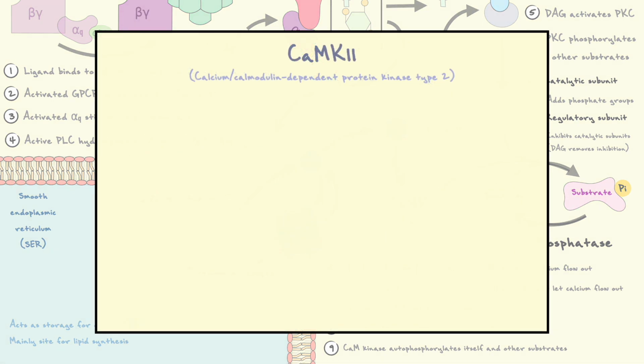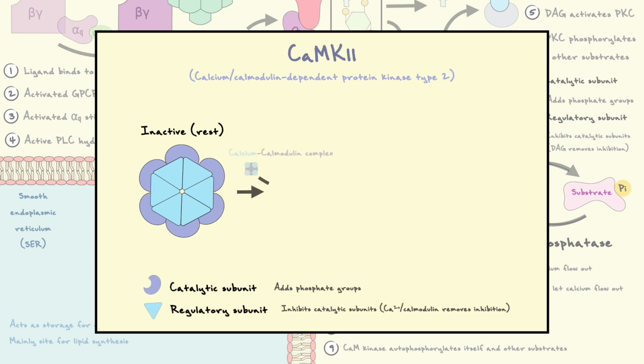Now, as a small tangent, I want to touch briefly on the structure of one particular subtype of CaMK kinase, which is the type 2 or simply CaMK2, because it has a particular property that differentiates it from other kinases. So, similar to other kinases, CaMK2 has catalytic subunits that are inhibited by regulatory domains at rest. To remove this inhibition, it requires binding of the calcium-calmodulin complex.